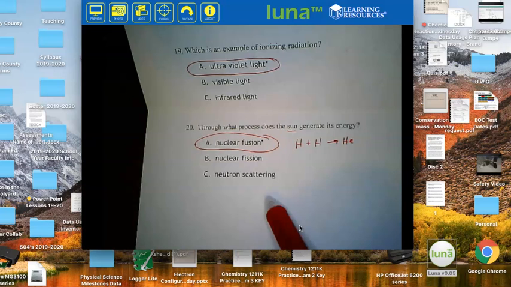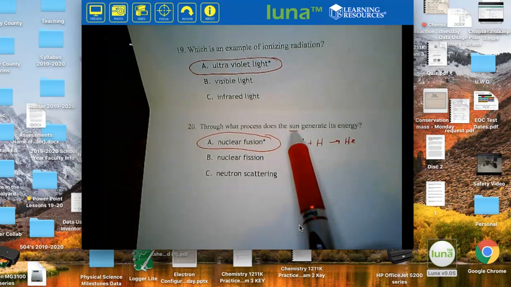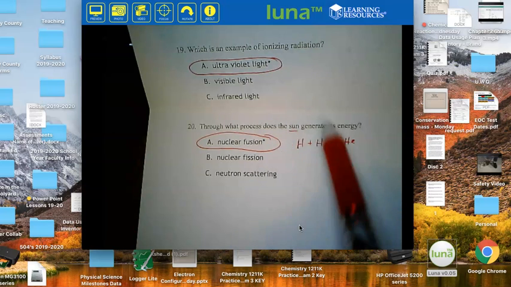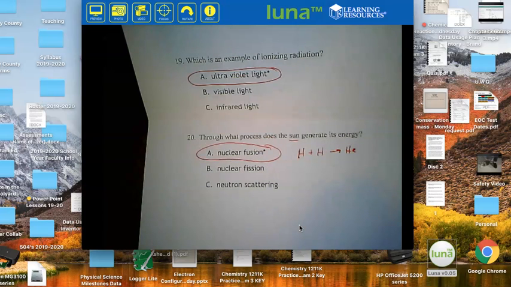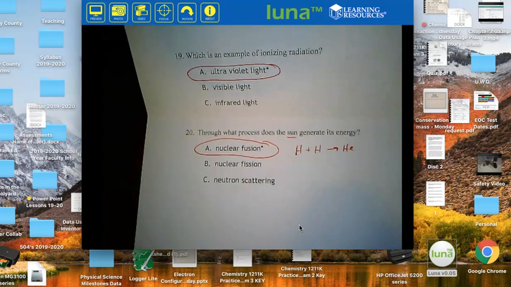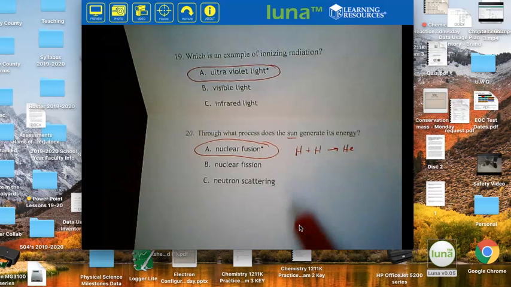Of course, we know the sun is a very large star. It provides us food in the way of photosynthesis. It provides the earth's actual temperature, which is regulated because of the sun. So the energy that's released from the sun is through nuclear fusion.